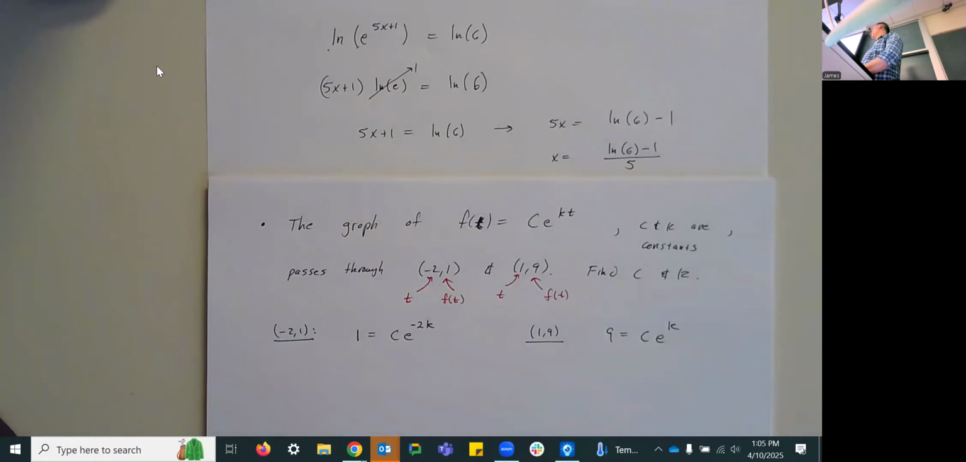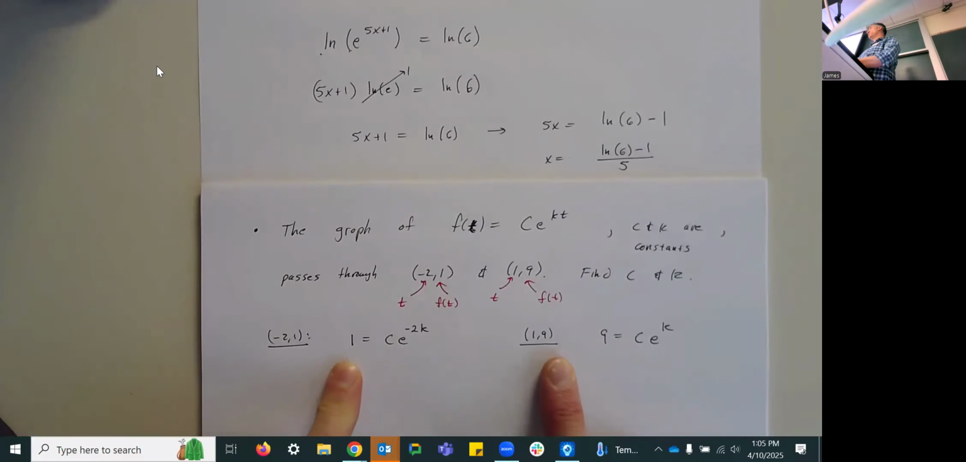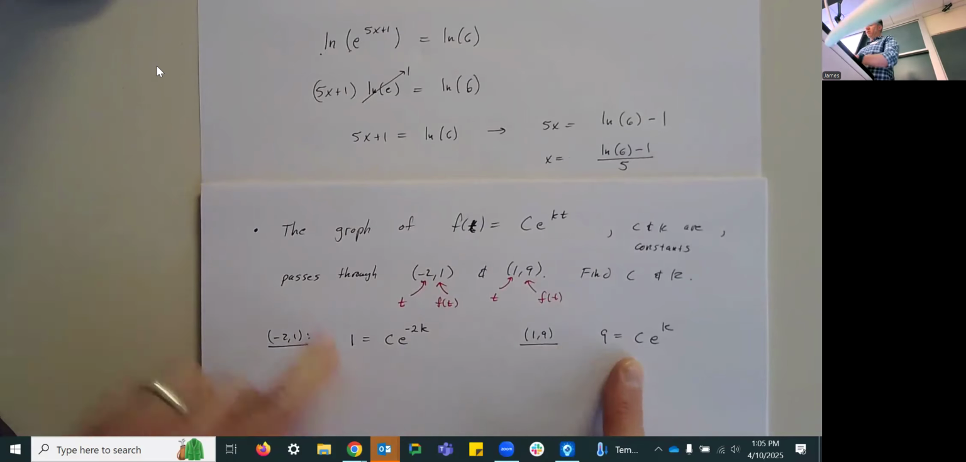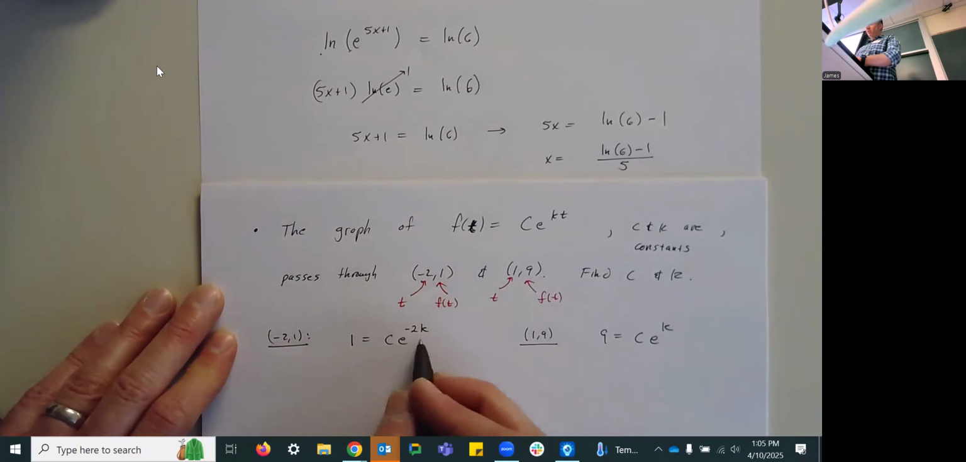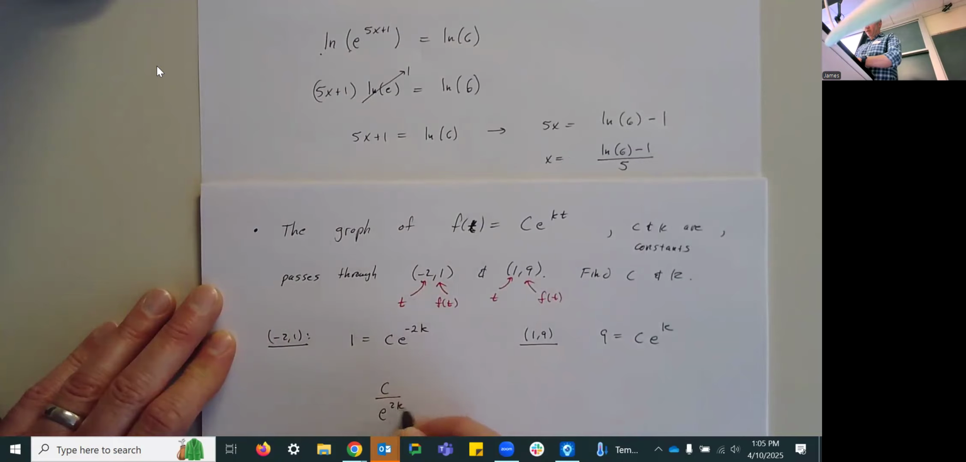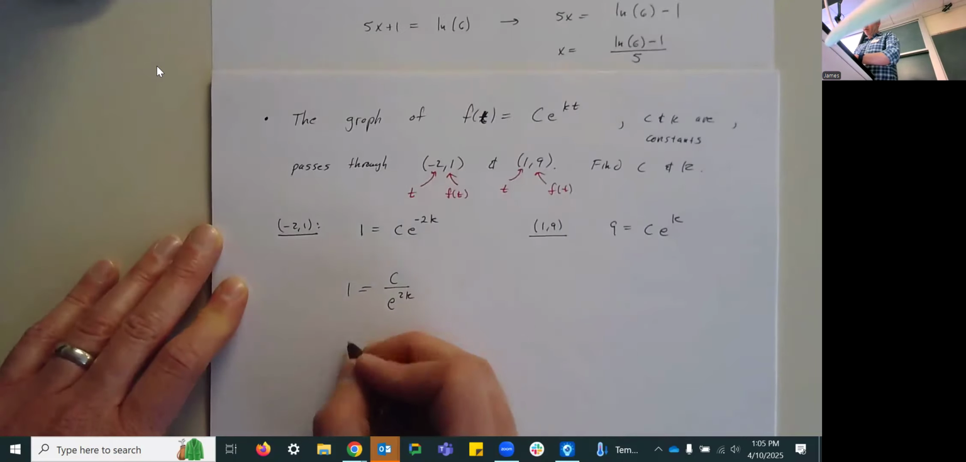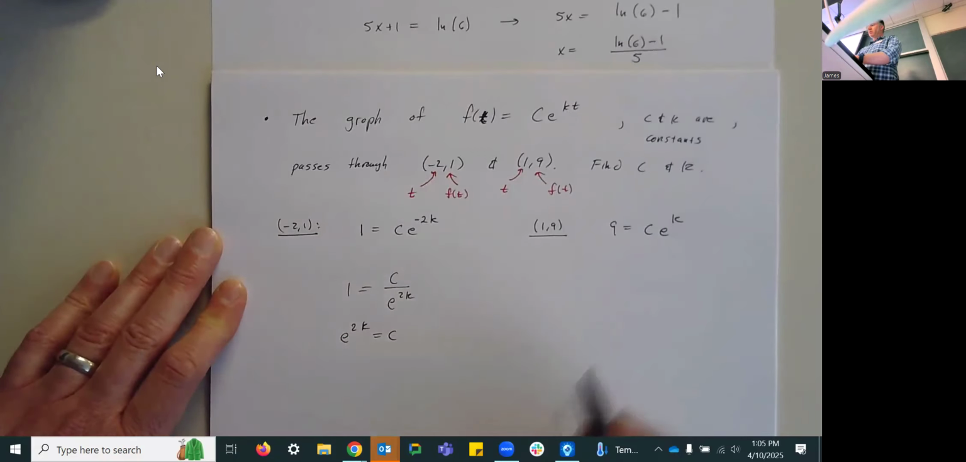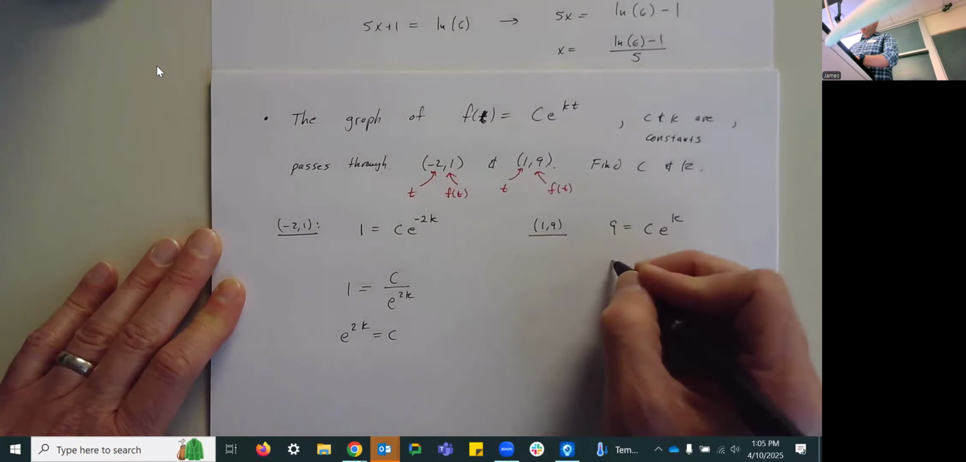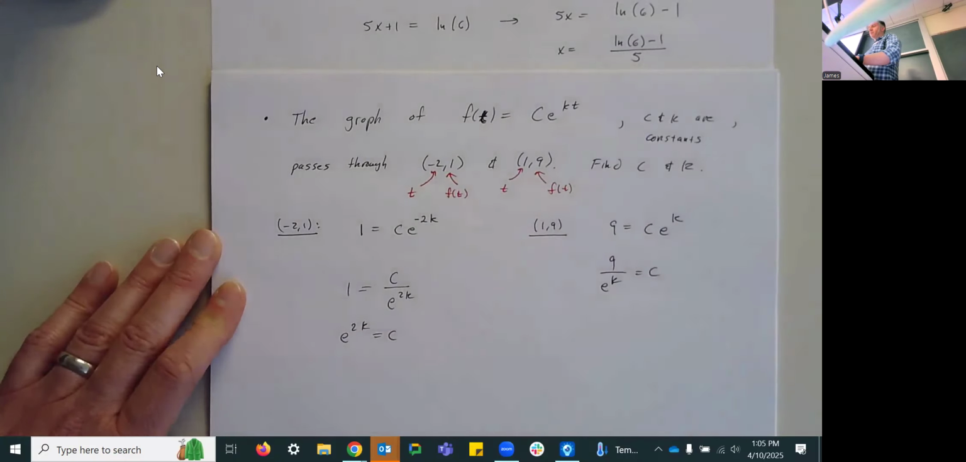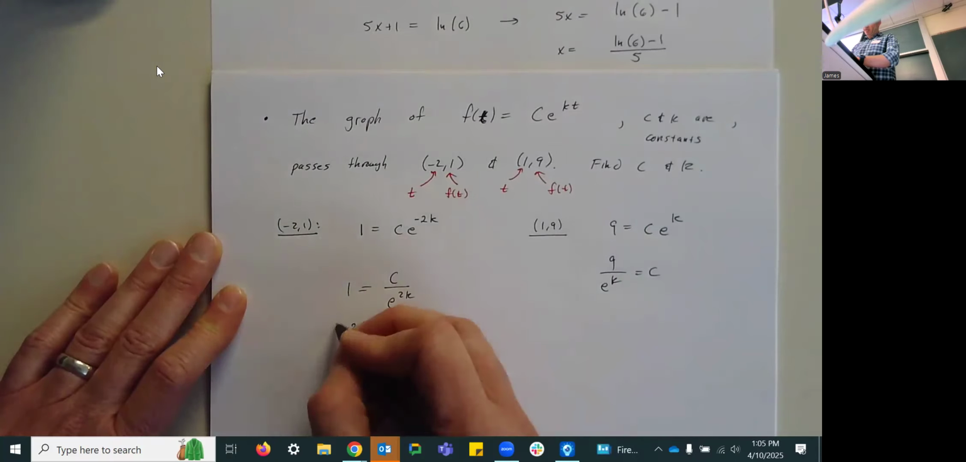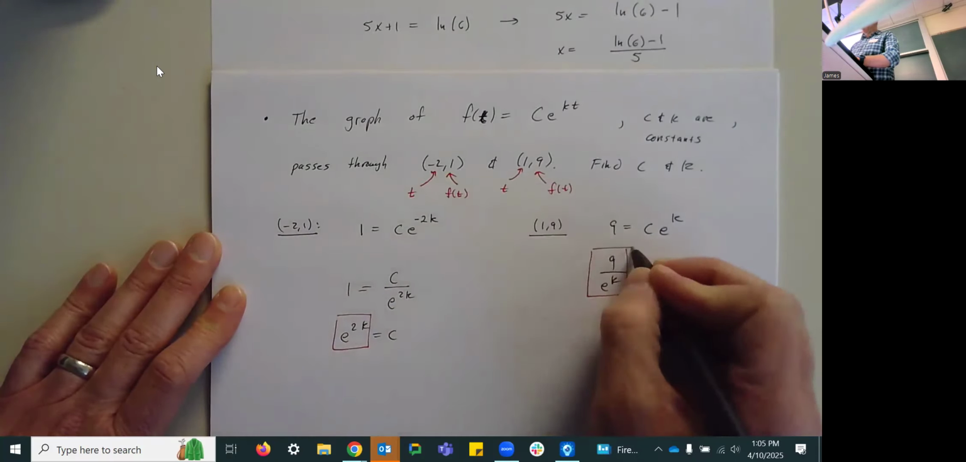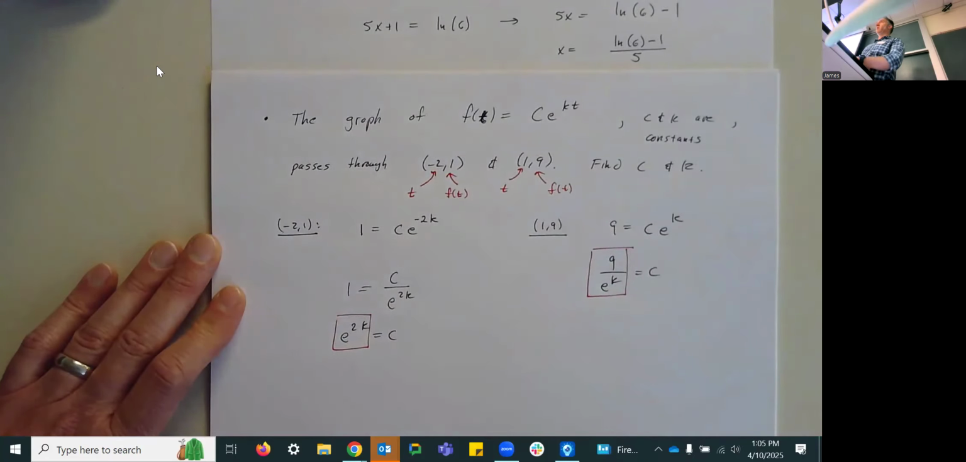None of these are easy on their own, but together we have a system of 2 equations and 2 unknowns. And if you have as many unknowns as equations, we should be able to solve that system. So what I would probably do here is isolate c in both of these. Here I'm going to multiply both sides by e to the 2k. I'm going to rewrite it as c divided by e to the 2k equal to 1, and then multiply both sides by e to the 2k. So e to the 2k is equal to c. Similar deal over here, I'm going to divide both sides by e to the k. We get 9 divided by e to the k is equal to c. And then I can set each of these things that are equal to c equal to each other. If they're both equal to c, they both have to be equal to each other as well.